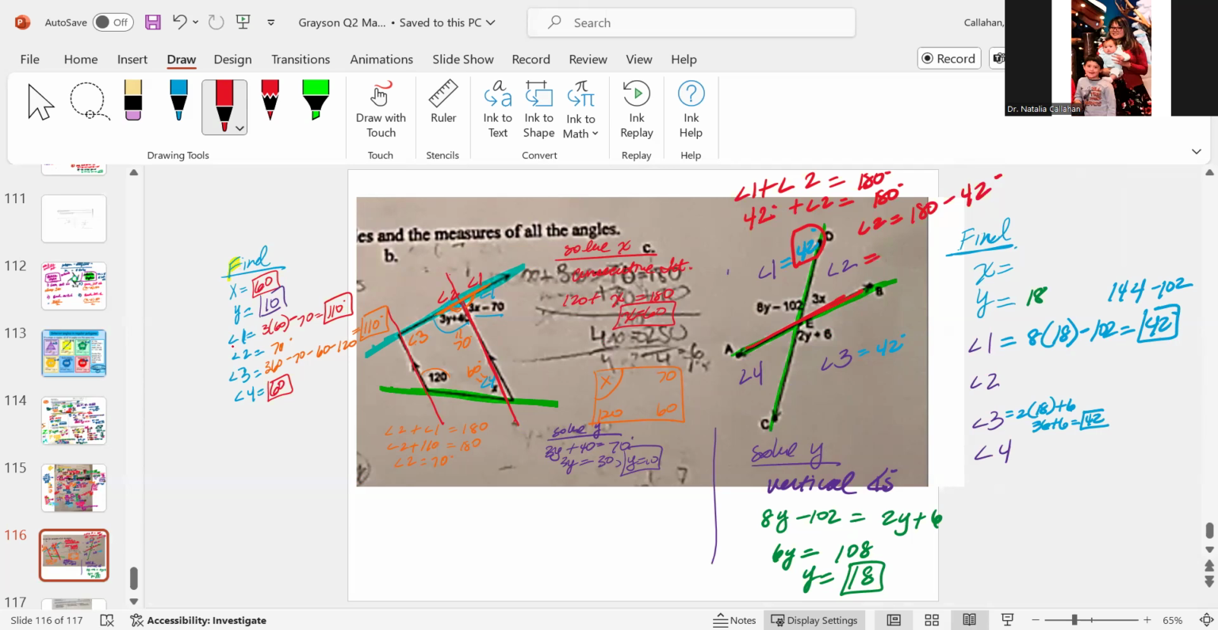Yeah, but angle 2 is 3x. No, it's not. Angle 2 is equal to 3x, but I don't know what angle 2 is. That's why I'm using angle 1 to figure out what angle 2 is. Because angle 1 plus angle 2 is a straight line.